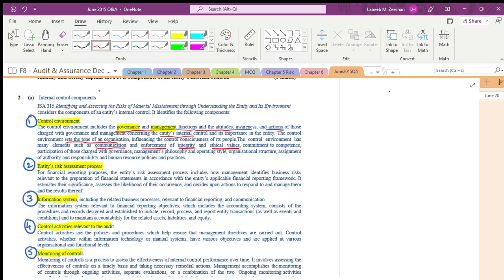Second one, what we have to do? Continuation. The control environment has many elements. It has the integrity, communication, enforcement of integrity, the ethical values, the one which I have covered in chapter 3, the commitment to the competence, participation with those charged with governance.